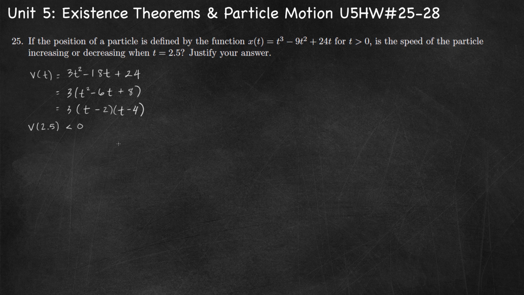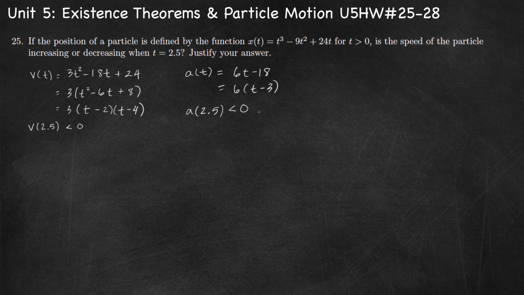Now let's move on to acceleration. So the acceleration equation is the derivative of the velocity equation, v prime of t, or we can say x double prime of t. I'm just going to call it a of t to remind myself that it's acceleration. So the derivative of velocity is 6t minus 18. And then that would factor as 6 times t minus 3. At t equals 2.5, 2.5 minus 3 is negative. 6 times a negative is going to be negative.